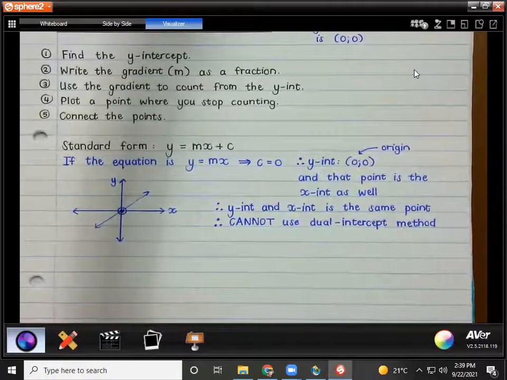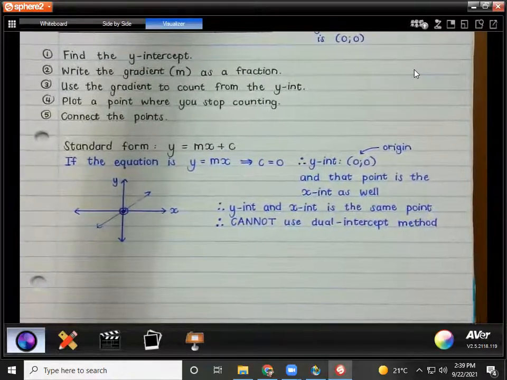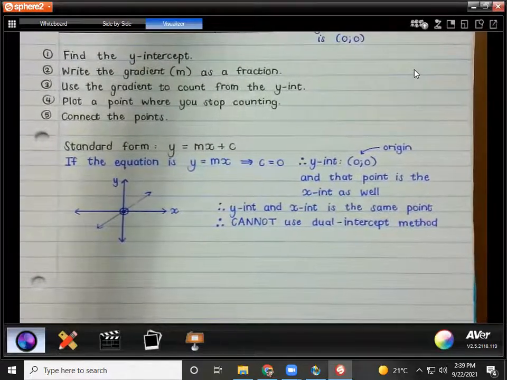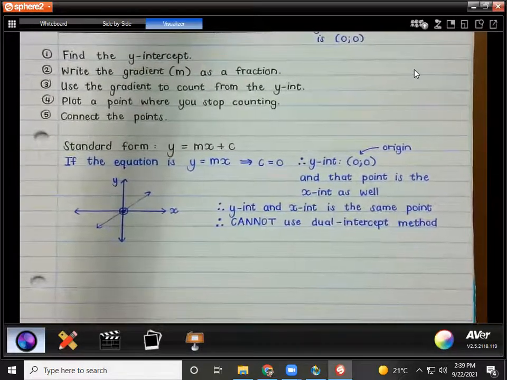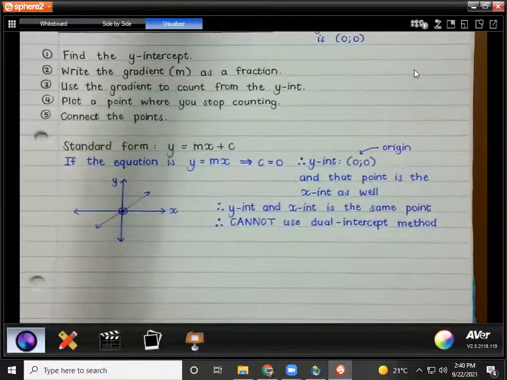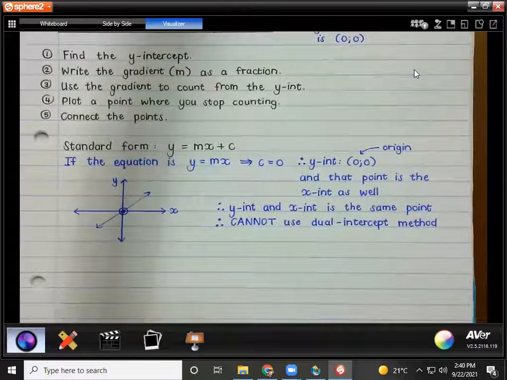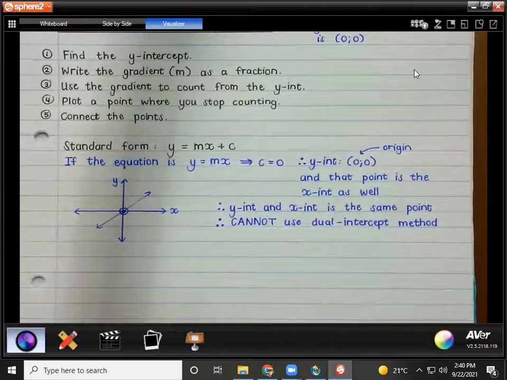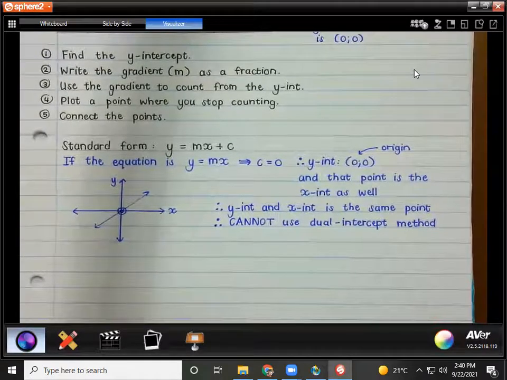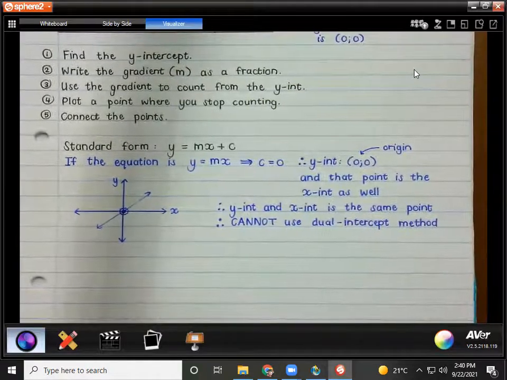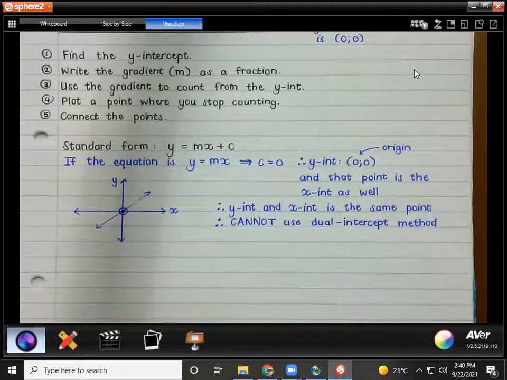Guys, what we're going to do is use the gradient to help us find a second point. We're going to have our point (0, 0). That's one point on the line. That's great. We need another one. Do you guys remember yesterday when we were discussing gradient, we wrote the gradient as a fraction, and the number at the top was how we're counting up or down. The number at the bottom was how we're counting to the left or the right. Does that ring a bell? We did a counting thing yesterday using the gradient. That is what we're going to use to find the second point on our line.